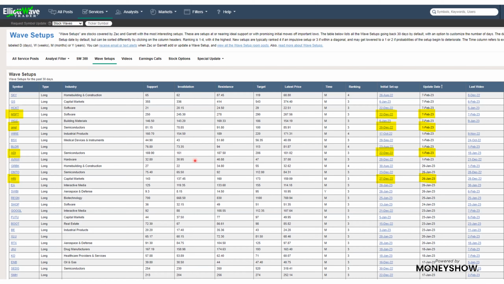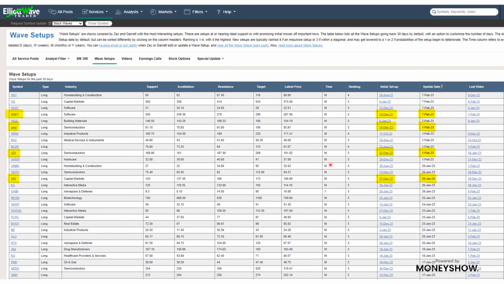So we set up what's called wave setups. And this is when you go to our service and you can click on some of the different tabs. All of those get deposited here into a table. I have this sorted by the most recent ones that we've updated, which means that they've hit a resistance level. So we've updated the Elliott Wave count as an official update that reports to the table. And usually it's going to update support levels, invalidation levels, the next resistance region, and the current target, and also show the latest price.